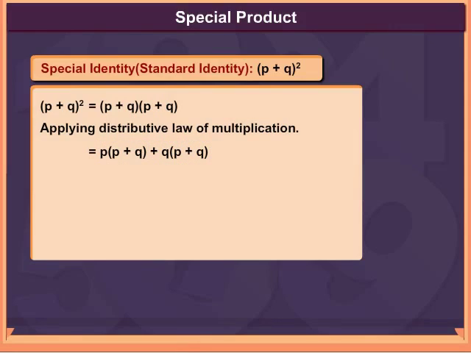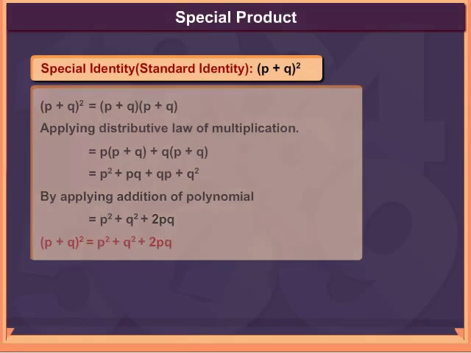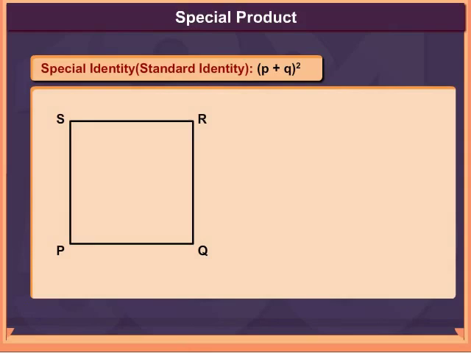When we solve this, we get p square plus pq plus qp plus q square. Now by adding polynomials, we get p square plus q square plus twice pq. Thus we get the standard identity (p plus q) whole square equals p square plus q square plus twice pq. We can also understand this identity by geometrical squares.